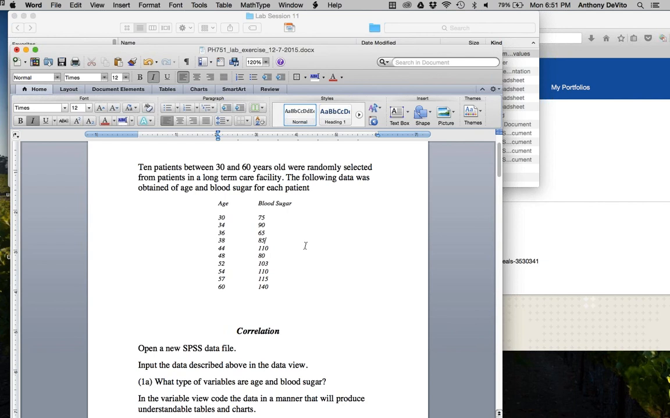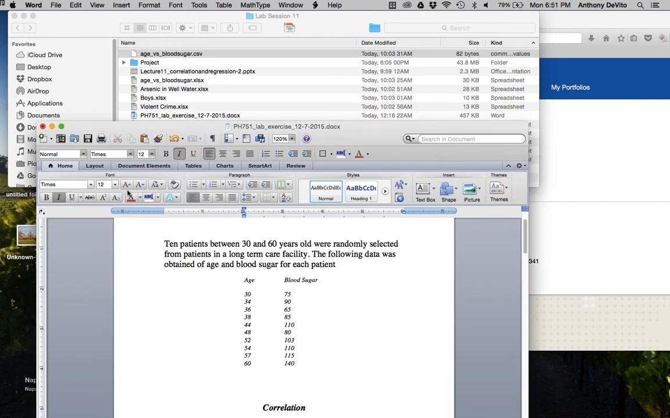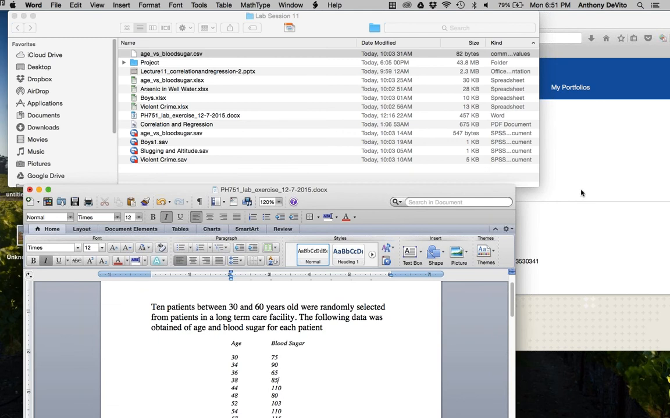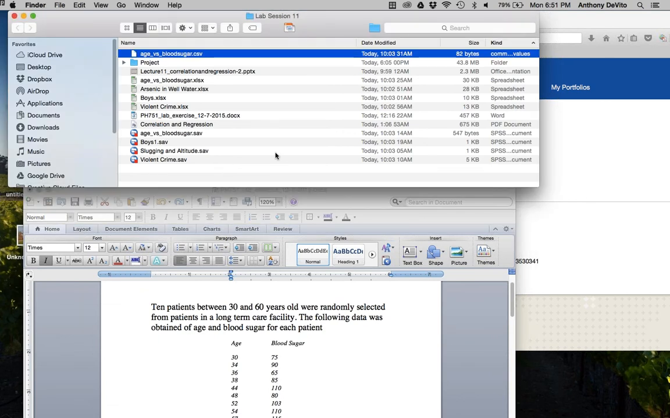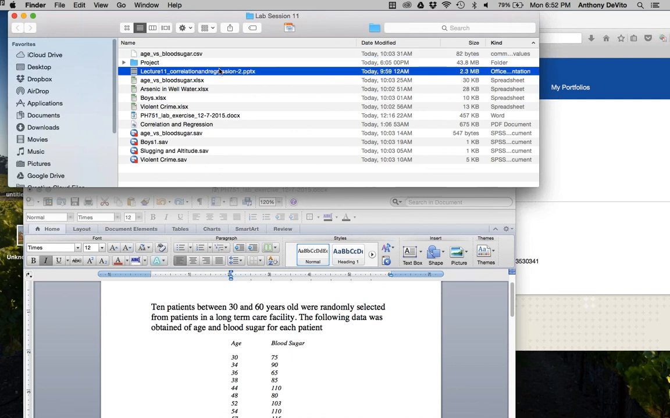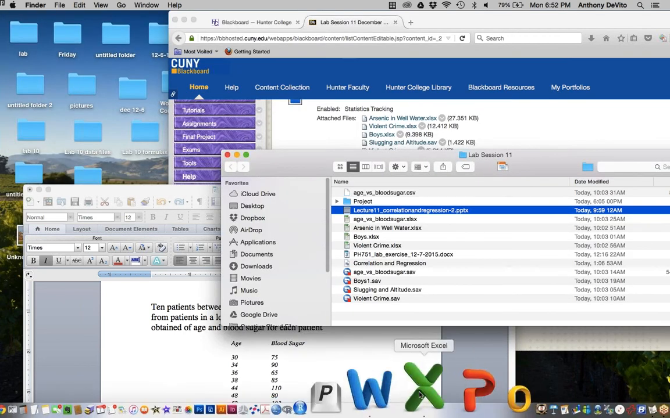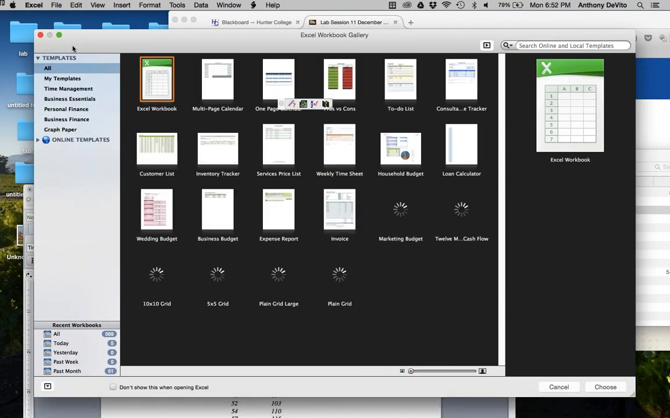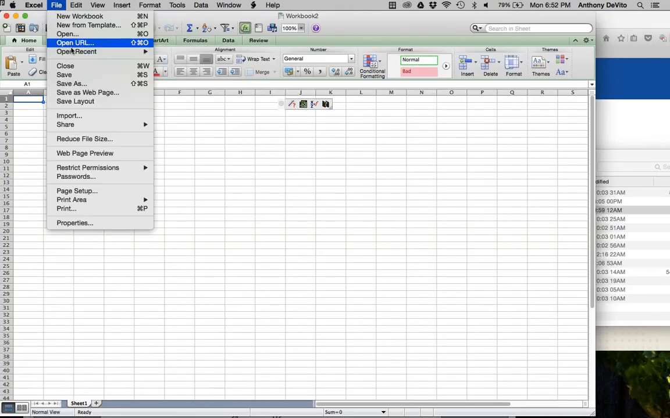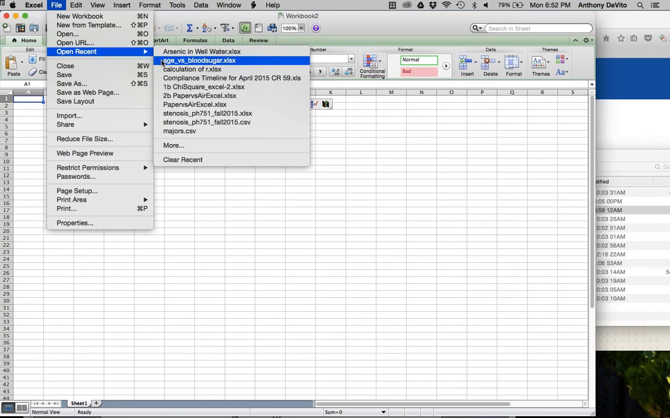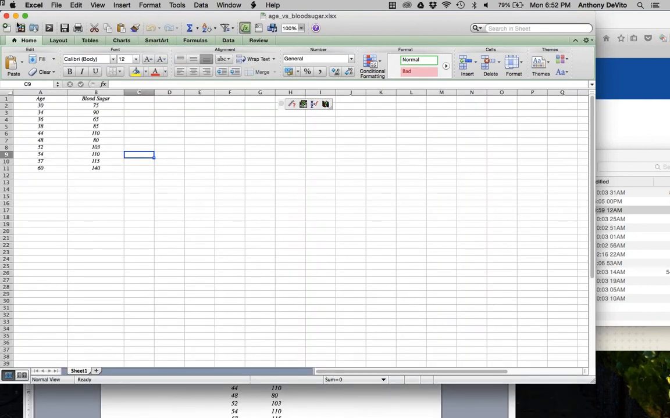We can solve this in SPSS very quickly and easily. I'm going to open it in Excel first, just so that you can see that there are ways to do this in Excel also. Let me see if I got it on the desktop here. Maybe I opened it already. All right, so here we go.